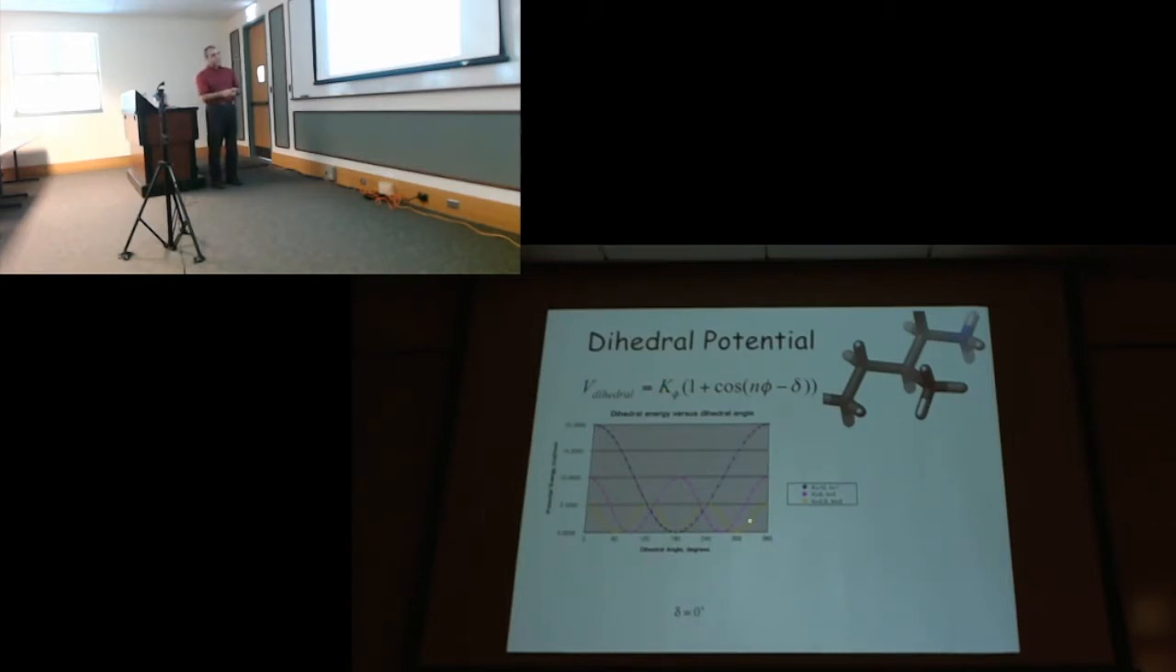And then the third example could be the rotation of the methyl group that we saw. Very low barrier, easy to rotate, and it has a periodicity of 3 times. You see the same energy.